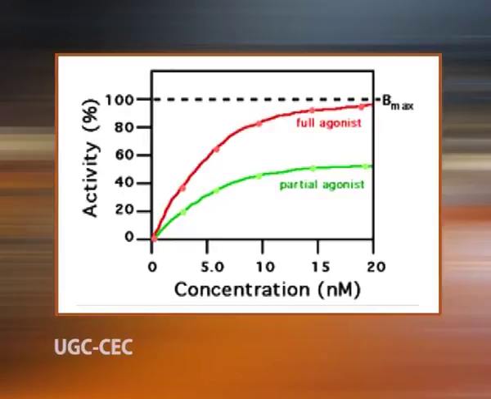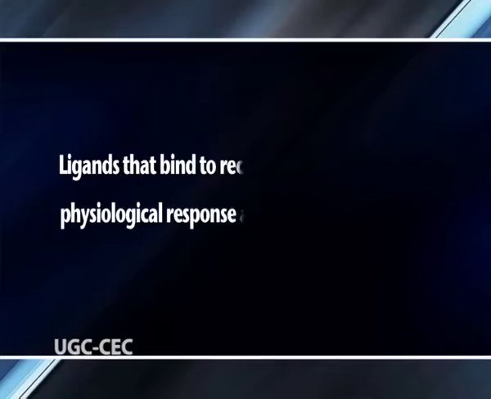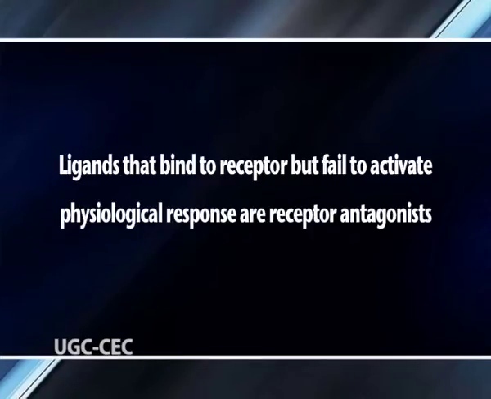In this example, the concentration at which the full agonist, which is represented by the red curve, can half maximally activate the receptor is about 5 × 10⁻⁹ molar. Ligands that bind to a receptor but fail to activate the physiological response are receptor antagonists.